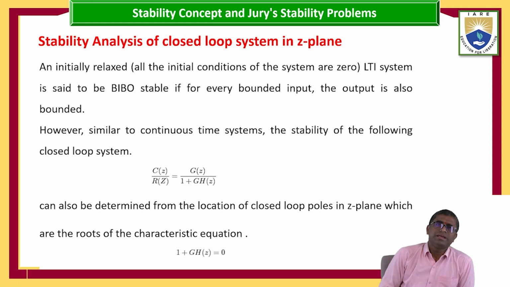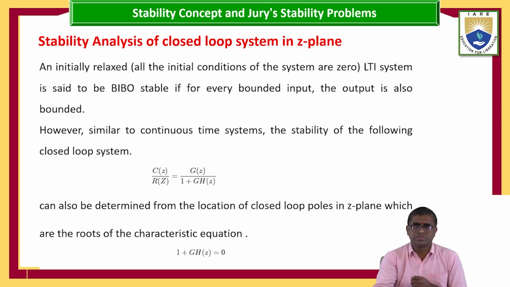Now for finding the stability of the system, we identify the poles and zeros location in the system. The roots of the denominator are called poles and the roots of the numerator are called zeros. For this we have to analyze the characteristic equation. The characteristic equation is the denominator part equal to 0, not the numerator part equal to 0.